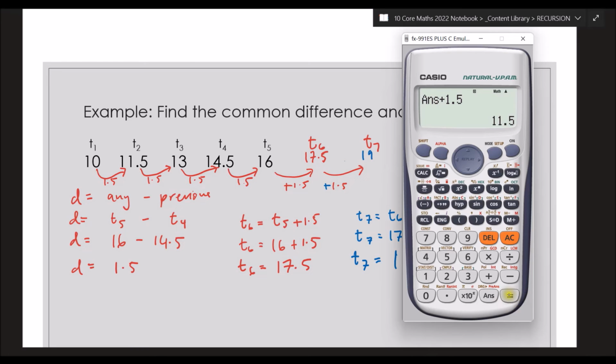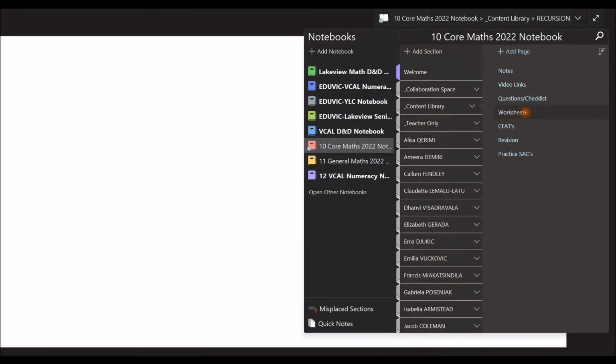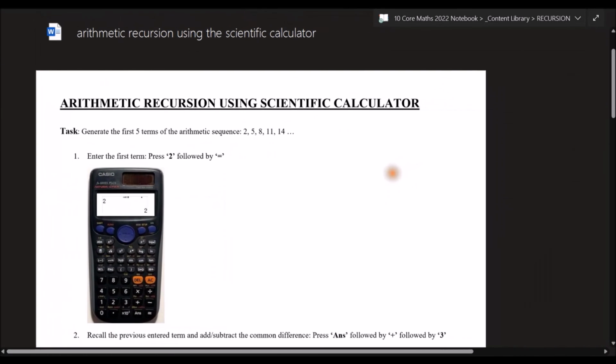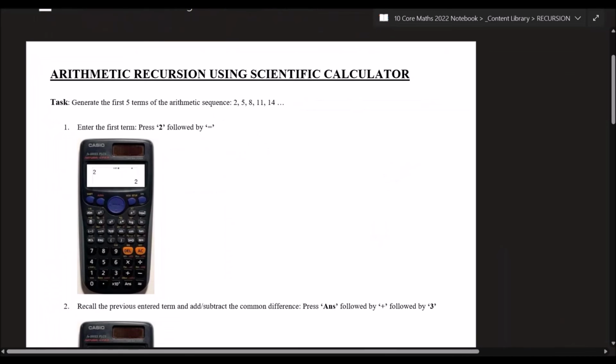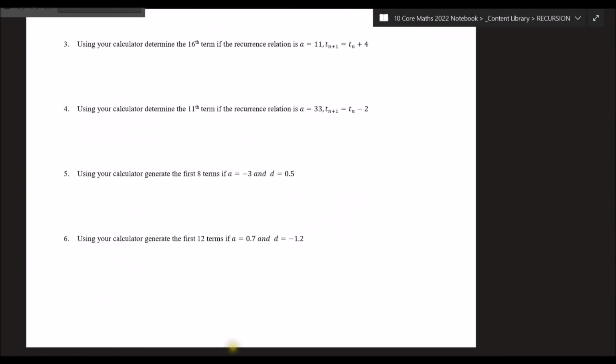If I press enter again, it'll give me my next number, 13. Enter again, fourth number, 14.5. Enter once more, 16, which is my fifth. Enter again is T6, and there is T7. If you keep pressing enter, what the calculator is doing is adding 1.5 each time. You can write down all the numbers that you need, depending on how many numbers the question asks you to write. So what I'd like you to do is complete this sheet, and you'll have 5 or 10 minutes to complete this. Please pause the video and do the worksheet. Questions are on the next page.